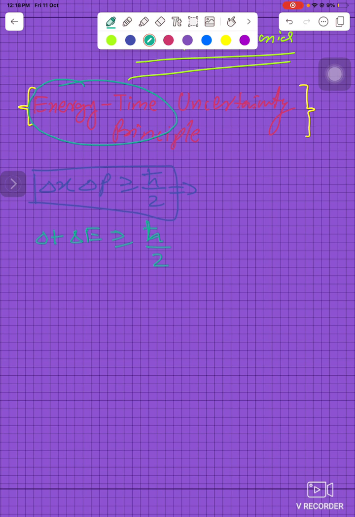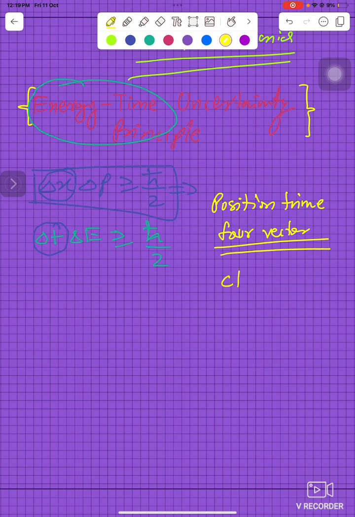One more thing you might have noticed: position, which is x, and t, they go well with each other. I'll write this down. They go well together as position, time, the four-vector, which is ct.